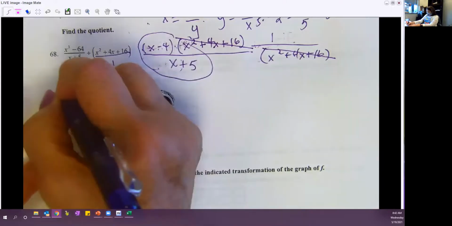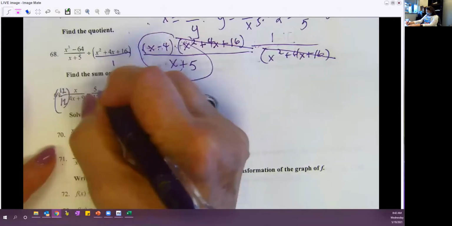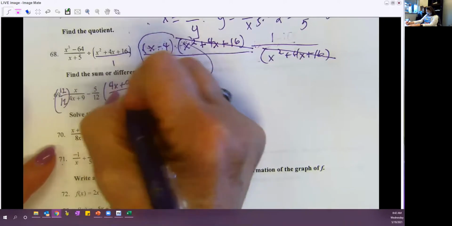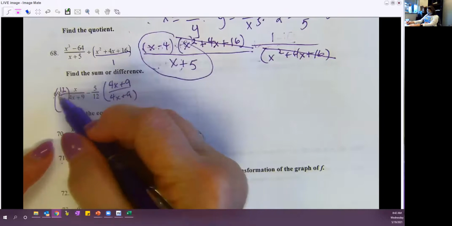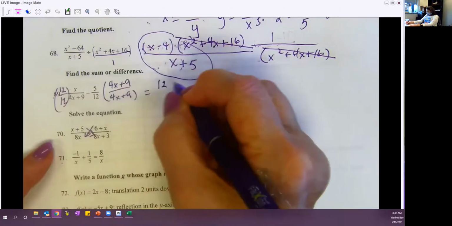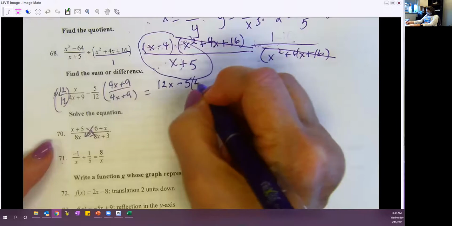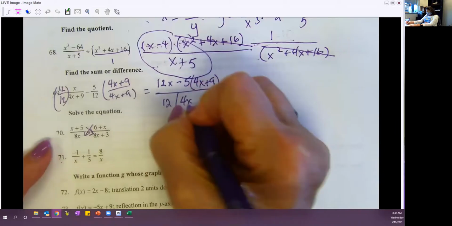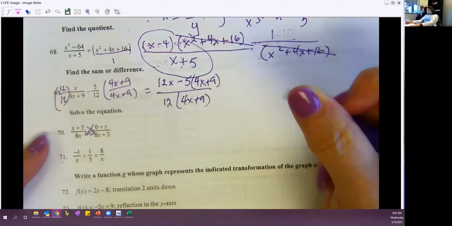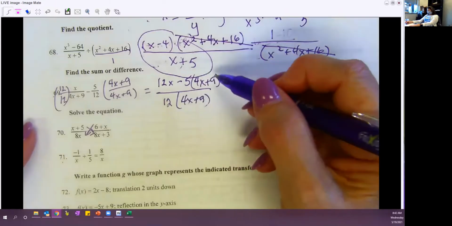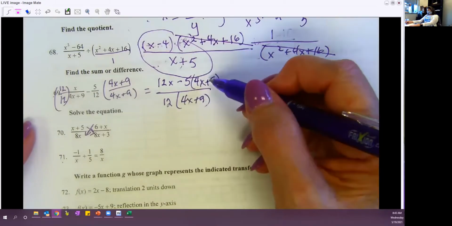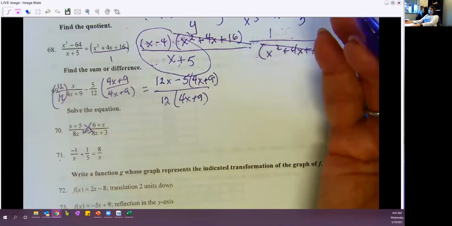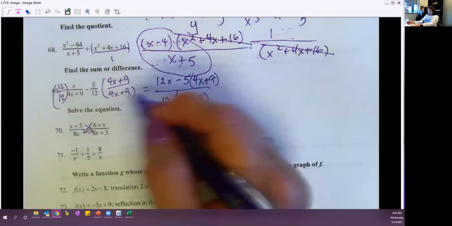So you have to multiply this side by 12 over 12, and you have to multiply this side by 4x plus 9 over 4x plus 9. So you distribute this, you get 12x minus 5 times 4x plus 9 all over 12 times 4x plus 9. So then you've got to finish it out. 20x, negative 20x minus 45, combine like terms, and then spread this out, and then see if you can simplify it after that. But finding the common denominators.